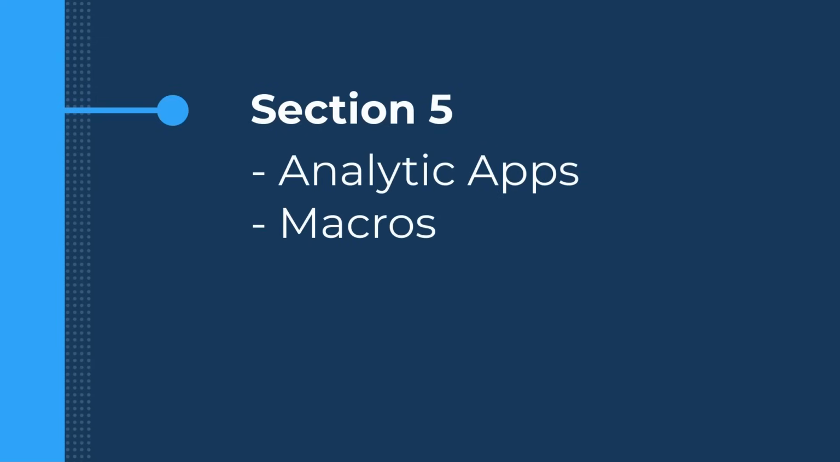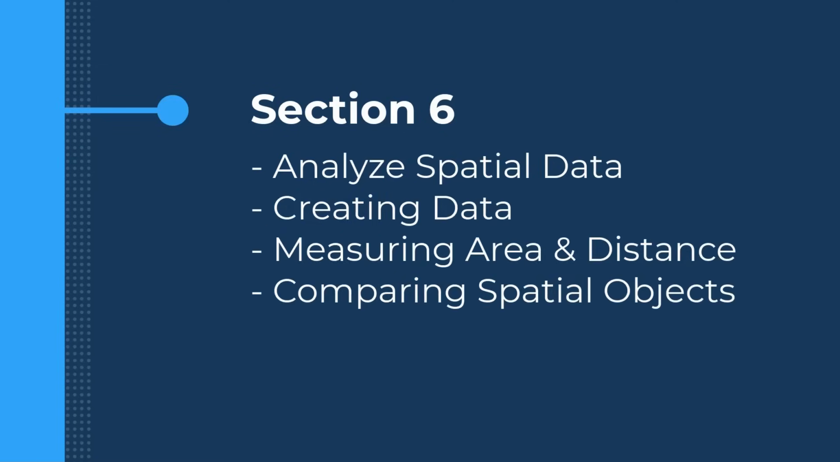Section 5 details how to use analytic apps and how to build macros, which can help automate processes and speed up the workflows. Section 6 shows students how to analyze spatial data, including creating and understanding the data, measuring area and distance, and comparing spatial objects. The exercises in this section utilize an interesting marketing dataset from Japanese retailers.